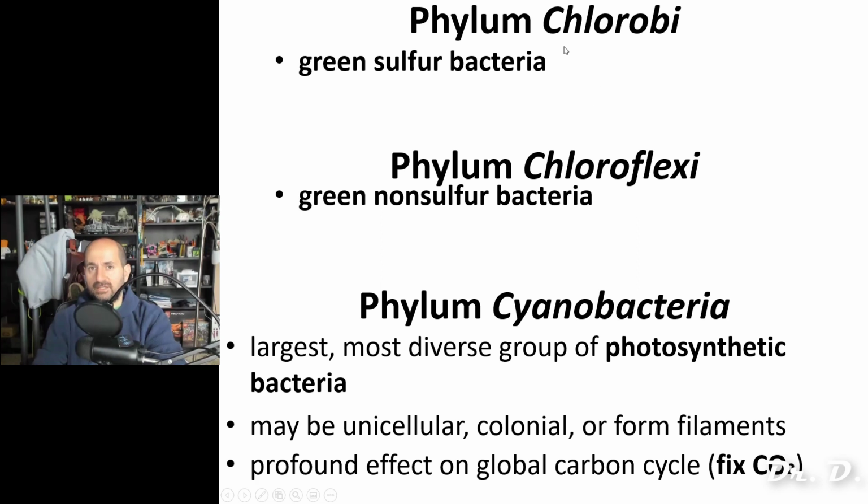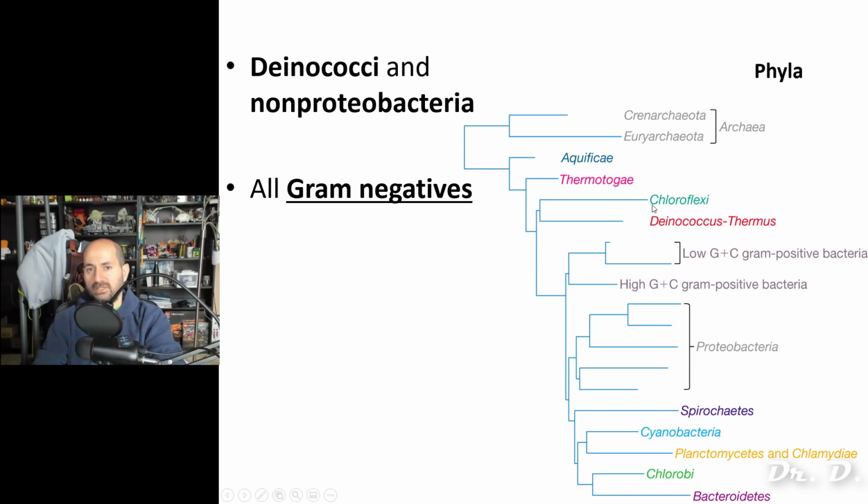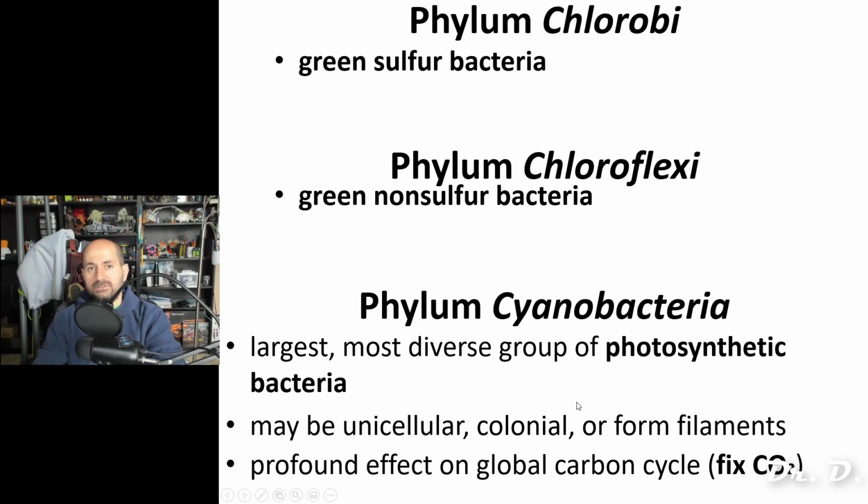Let's talk about the phylum Chlorobi. These include your green sulfur bacteria. These are photosynthetic bacteria, the green sulfur bacteria. Okay, so look at this. We just talked about Chlorobi here. Okay, let's talk about the phylum Chloroflexi. These are the green non-sulfur bacteria. That's all I need you to know about those.